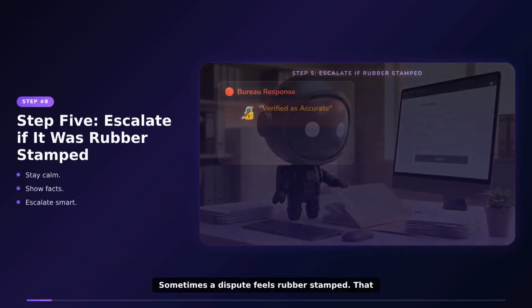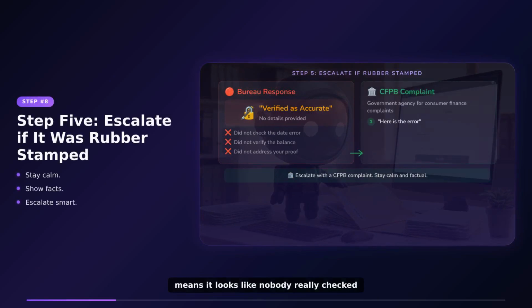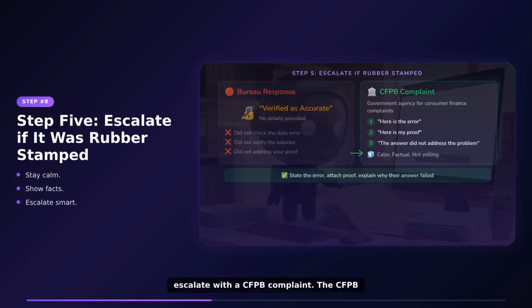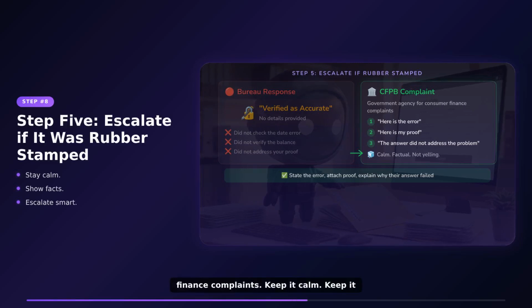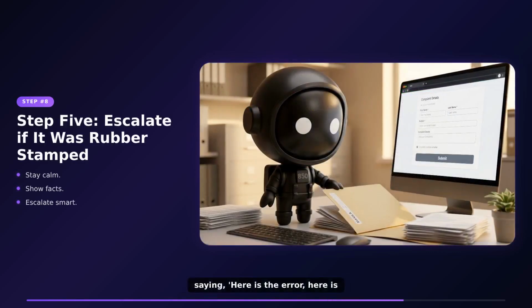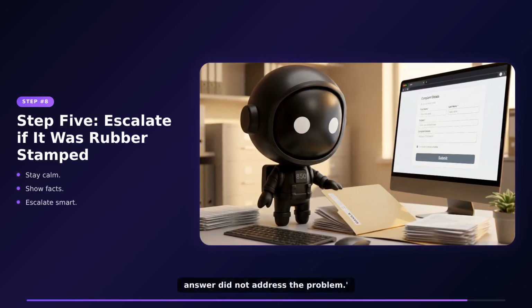Sometimes a dispute feels rubber-stamped. That means it looks like nobody really checked the details. If that happens, you can escalate with a CFPB complaint. The CFPB is a government agency that takes consumer finance complaints. Keep it calm. Keep it factual. You are not yelling. You are saying, "Here is the error, here is my proof, and here is why the answer did not address the problem."